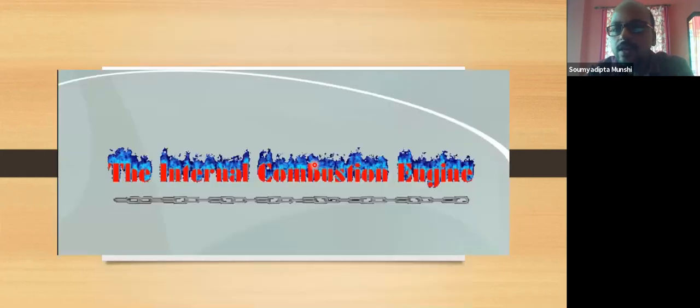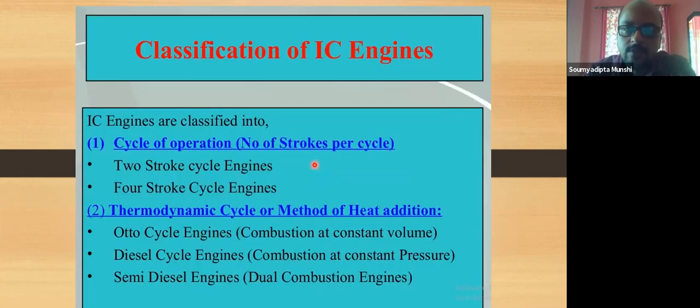So here we have to know about the internal combustion engine, that means the IC engine. In this module you have to know the details of this internal combustion engine. Basically, if we see the classification of internal combustion engines, they are classified on different parameters. The first parameter is the cycle of operation, number of strokes per cycle: 2-stroke engine and 4-stroke engine. We have to know it in detail.